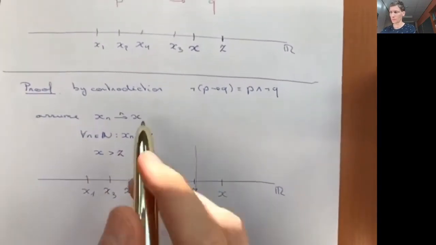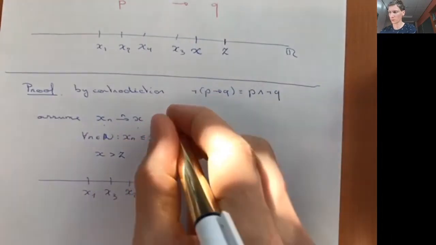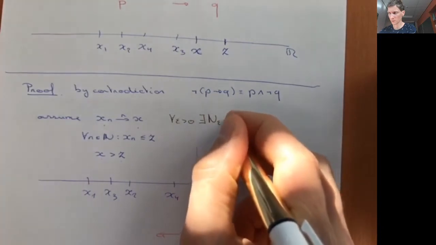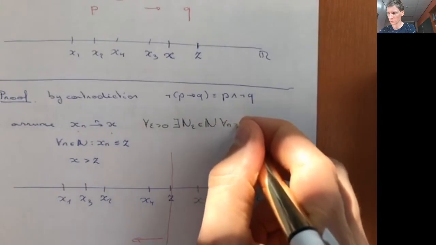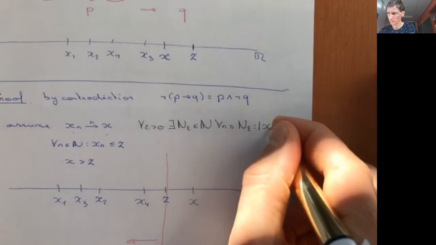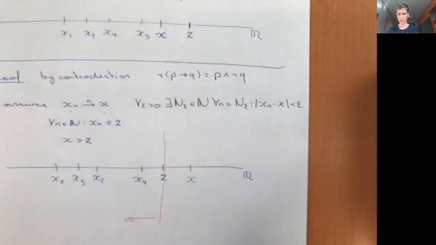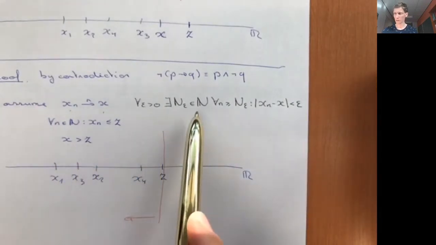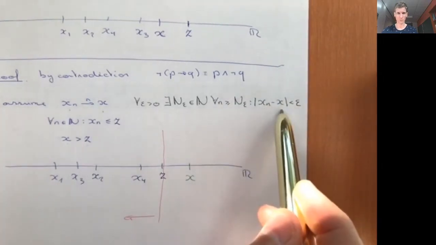So let's write down the full definition of convergence. It says that for all epsilon bigger than 0, there exists an N epsilon in the natural numbers, such that for all n greater or equal to this N epsilon, the absolute value of xn minus x is smaller than epsilon. Basically what this definition says is that for any epsilon that I can take, I can go far enough into the sequence such that I'm epsilon close to x.